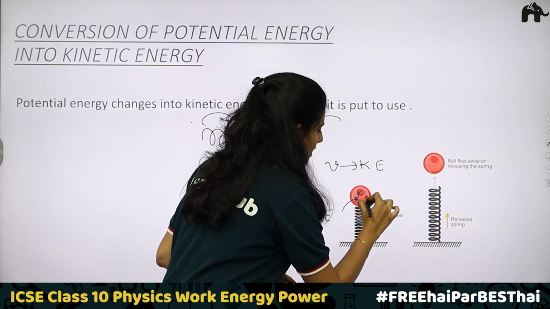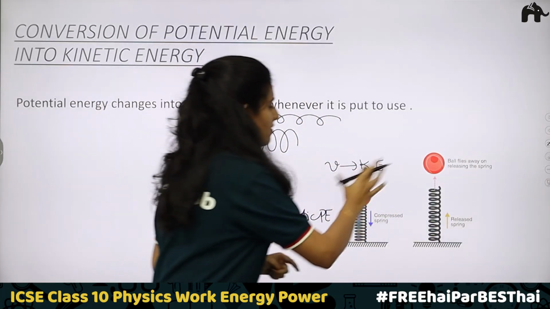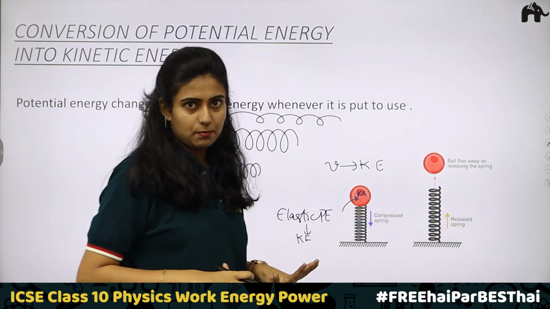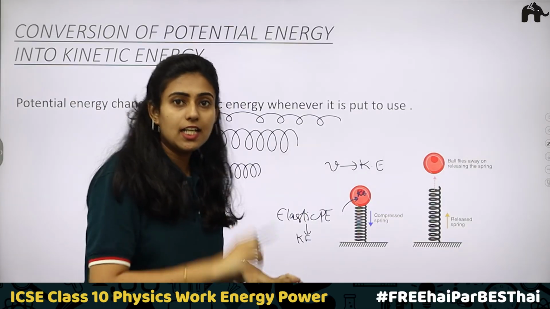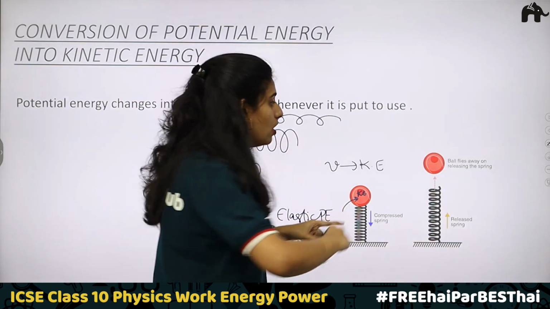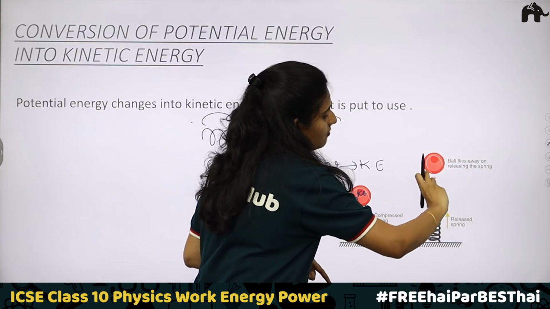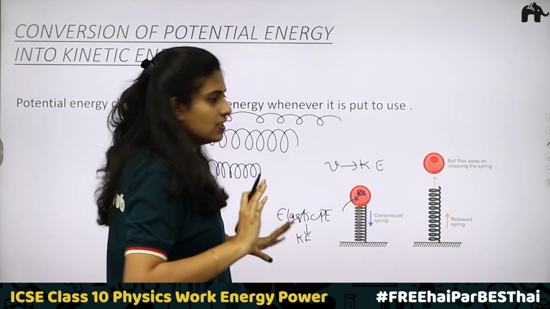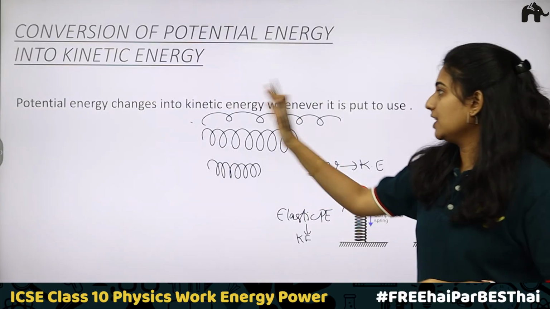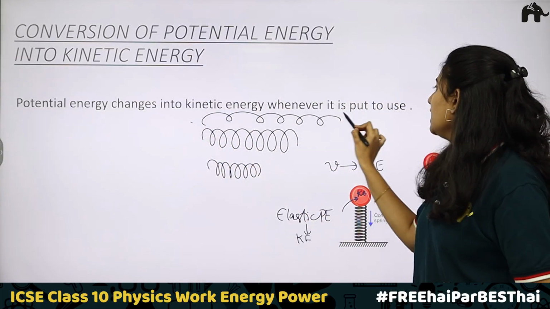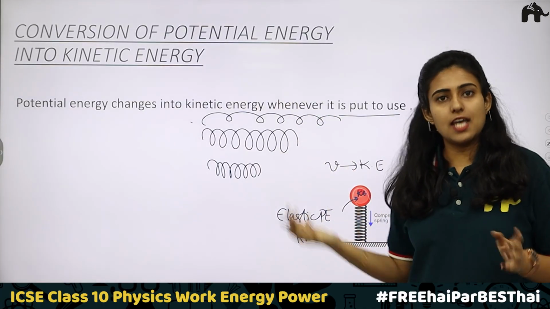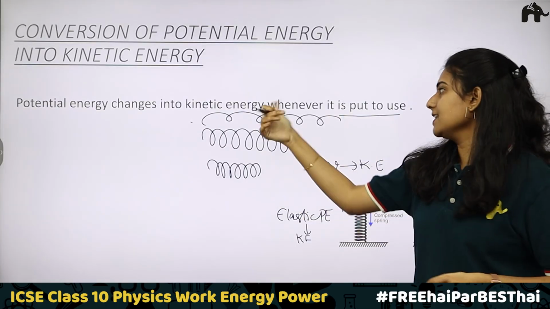Ball will be gaining kinetic energy. Now, the ball is in motion, the ball has velocity because of the kinetic energy which it has gained from the compressed spring. Compressed spring, when released, the potential energy gets converted to kinetic energy and this kinetic energy gets transferred to the ball and the ball will fly. Ball flies away when the spring is released. Understood? So, these are the examples of converting potential energy into kinetic energy. Potential energy changes into kinetic energy whenever it is put to use. In the rest state, there is potential energy because of position, size or shape. In the motion state, there is kinetic energy.